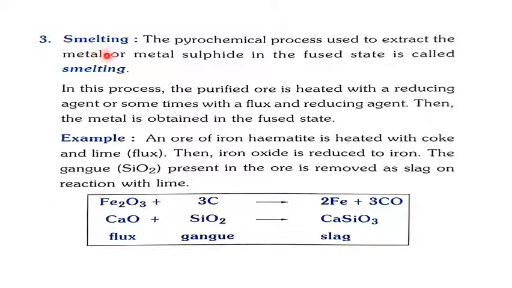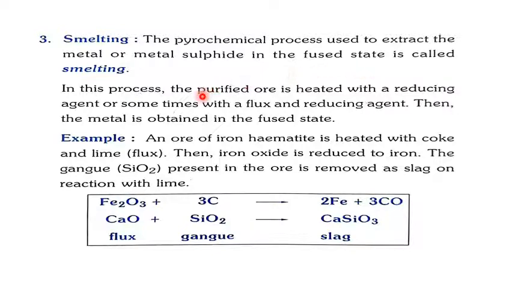What is smelting? Smelting is a pyrochemical process. This process is used to extract the metal or metal sulfide in the fused state. Fused state means liquid state. This is called smelting.